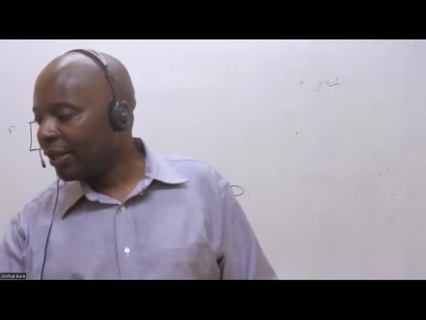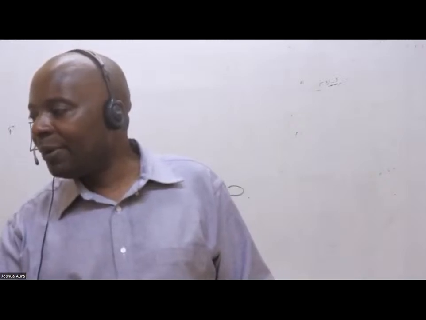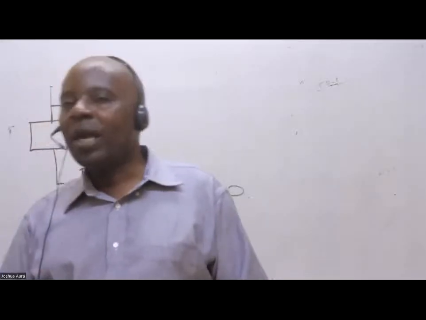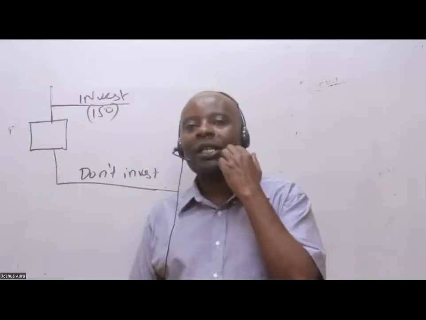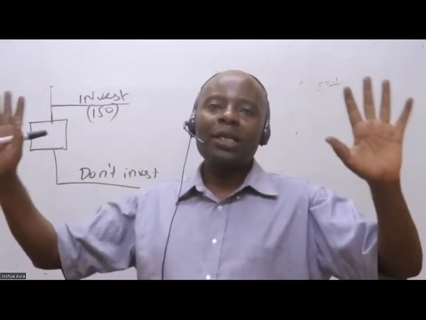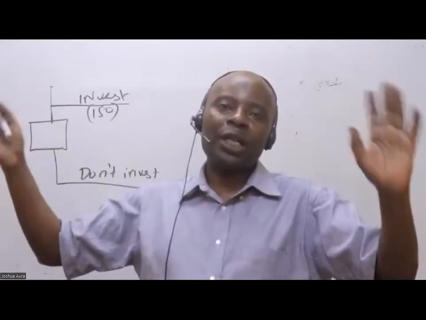150 million expenditure will be incurred. We are told here we shall incur an initial outlay of 150 million. And once we invest like this, what do we expect? Once we have invested like this, we shall go somewhere and wait for the fruits. We wait for the cash flows.